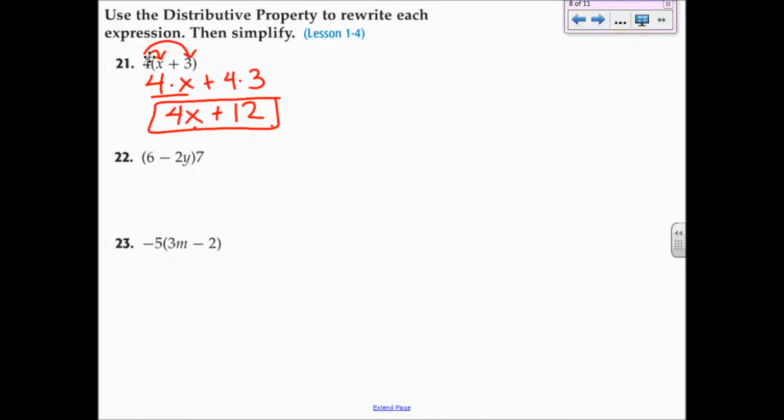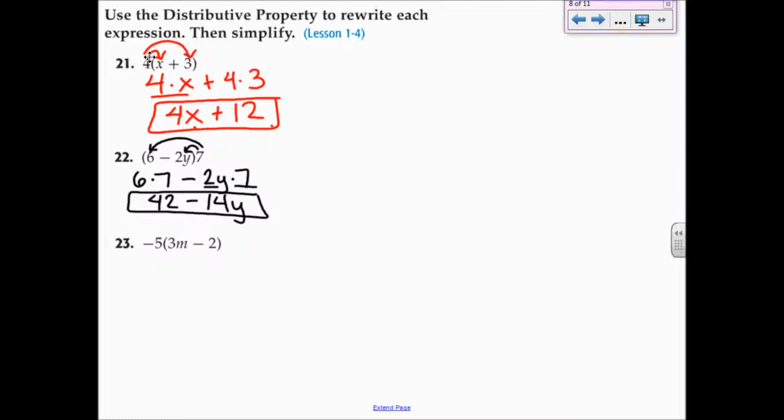Number 22, I have the number behind. It doesn't matter, if you're more comfortable with it, you can rewrite it in front. So 6 times 7 minus, and then 2y times 7. 6 times 7 is 42. Then 2y times 7, I multiply the numbers. 2 times 7 is 14y. Again, one has a variable, one doesn't, and I don't have any parentheses left, so that is simplified.